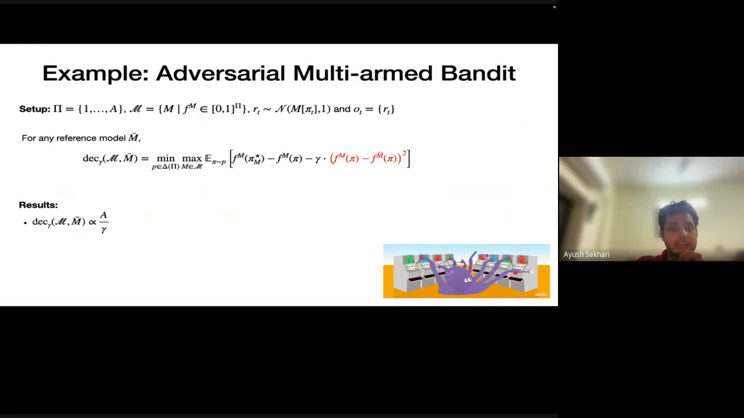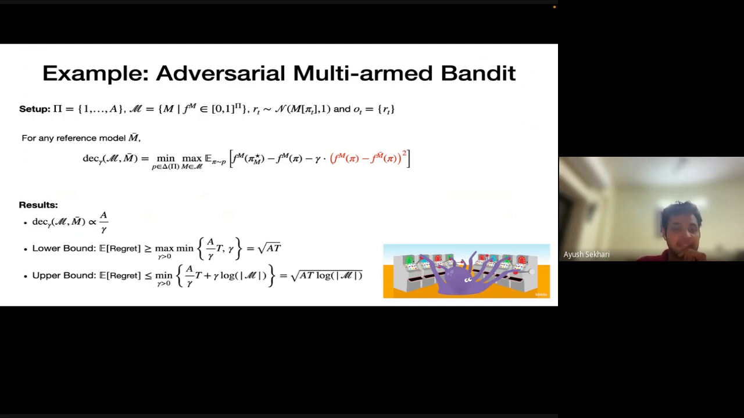So plugging this into the lower bound that we presented in the previous slide, we immediately get that the expected regret is lower bounded by square root of AT. And at the same time, plugging this form of the decision estimation coefficient in the upper bound, we get that the expected regret is upper bounded by square root of AT log size of M. So the upper and lower bounds match up to this log M factor. And the lower bound is actually tight for this problem.